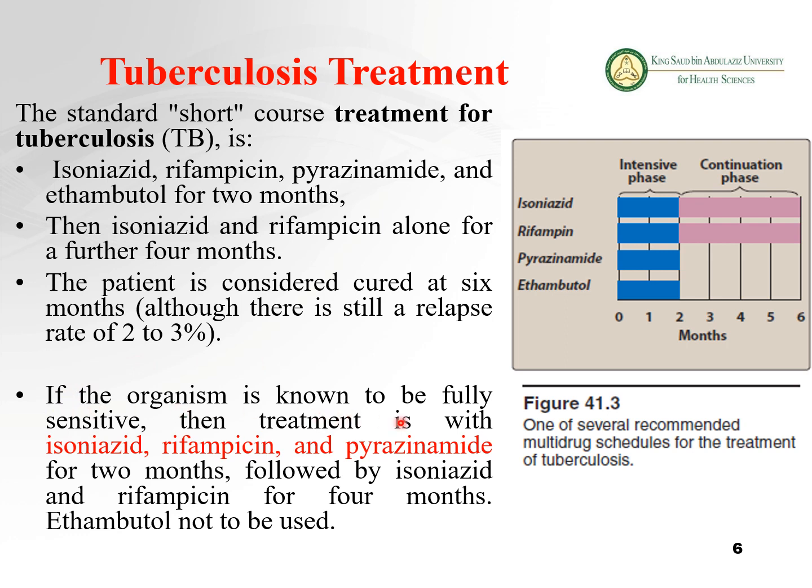If the organism is known to be fully sensitive, then the treatment is with isoniazid, rifampicin, and pyrazinamide. So if the mycobacterium is fully sensitive, then you can continue with these 3 drugs for the first 2 months and then continue with these 2 drugs for the other 4 months.